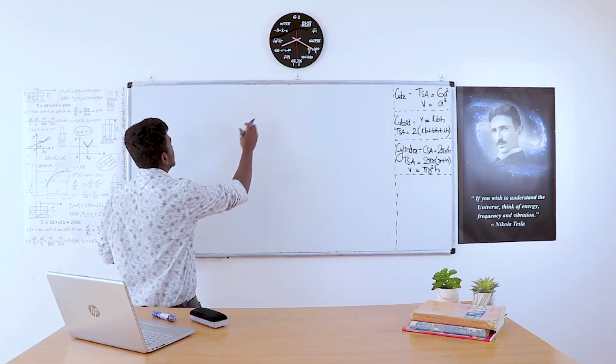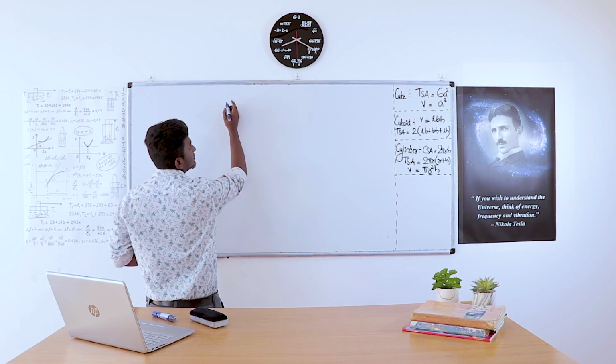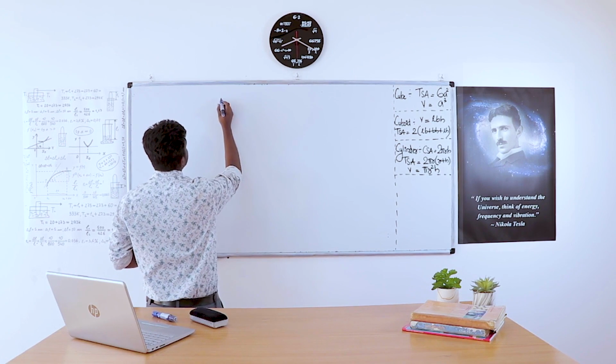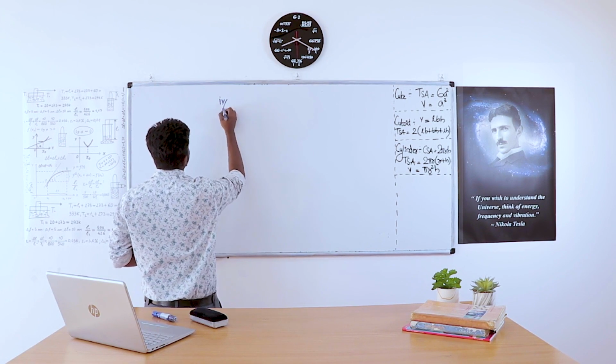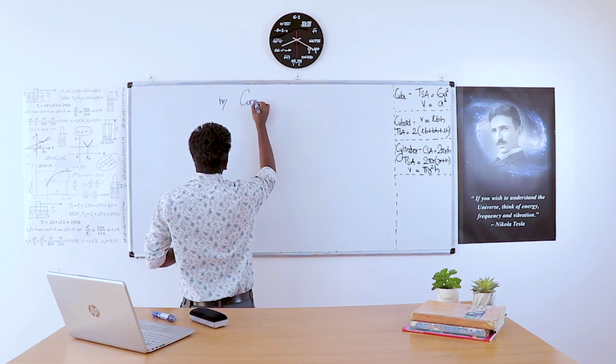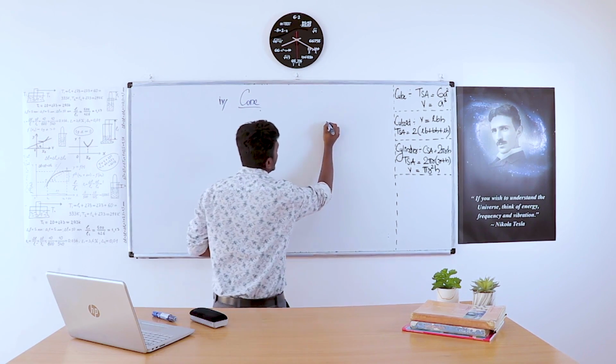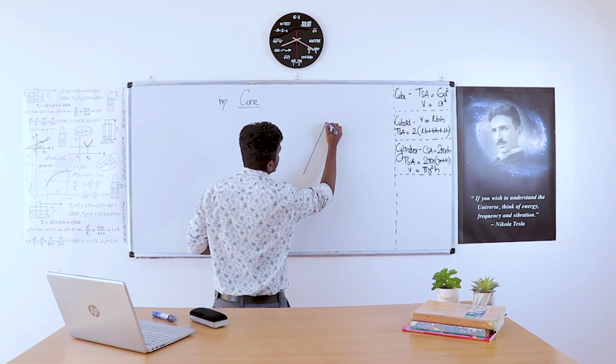Okay. The next shape we want to study is cone. So we completed 3 shapes and the fourth one is a cone. You all know the shape of a cone.